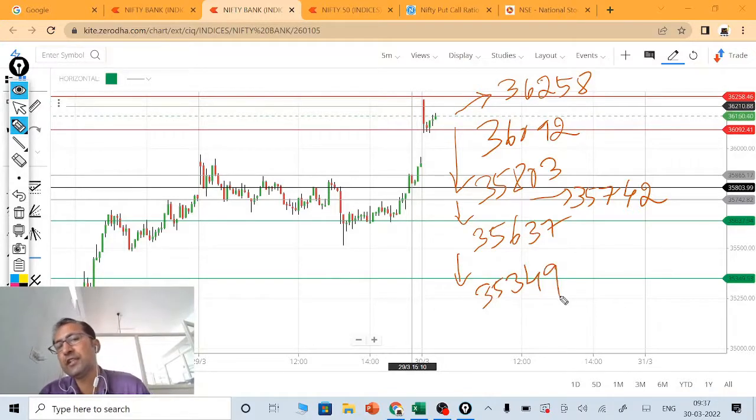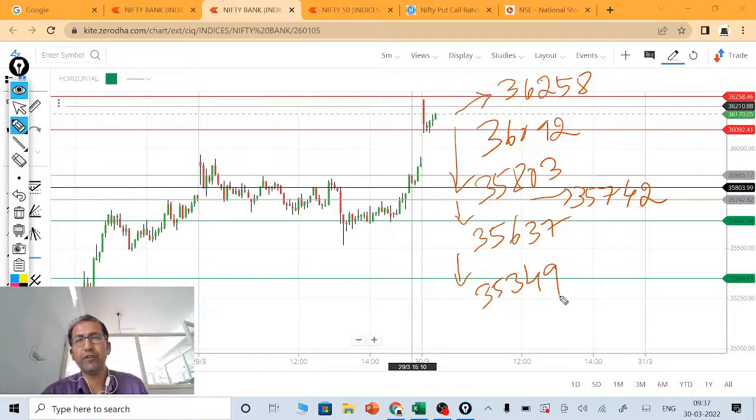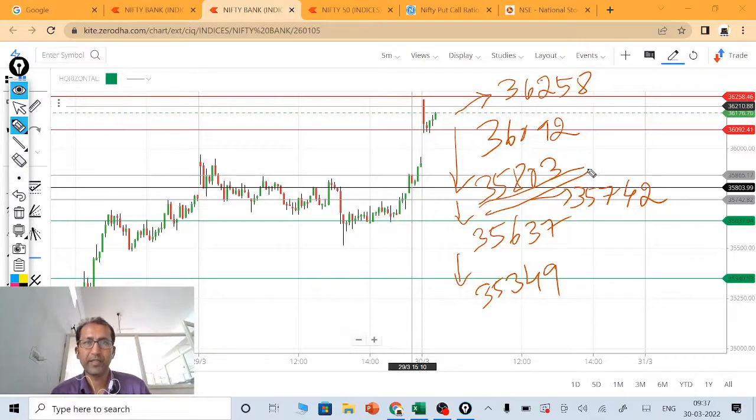So what should be your strategy for Bank Nifty today? On falls you need to buy for a target of around 36,400, but be very cautious. If they fall below 35,803, that is the pivot, then you should exit your long position. So that is all from the Nifty and Bank Nifty charts.